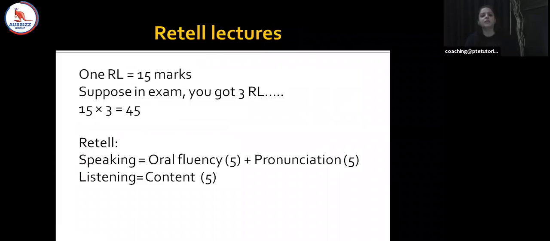Next is about retell lectures. In retell lectures, maximum you get 2 to 5 retell lectures, and one retell lecture has 15 marks. Suppose in an exam, I have taken the example here, you got 3 retell lectures, and 15 threes are 45. It is again a big score, 169 plus 90 plus 45. And the retell lecture score is based on, in speaking, oral fluency plus pronunciation, and in listening, content. 5 marks for fluency, 5 for pronunciation, and 5 for content.